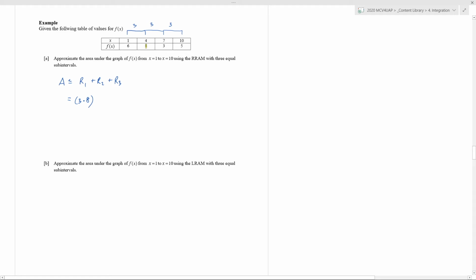Then I go to what I would consider the third rectangle. And I'm using these data points 3 and 5. This would be left, this would be right. So I have a width of 3 times a height of 5. And so I get 24 plus 9 plus 15, which is 48.